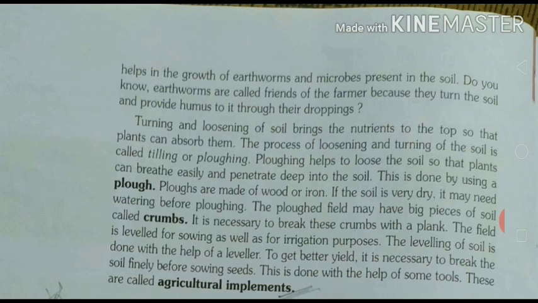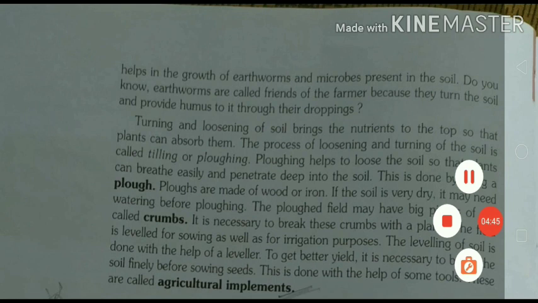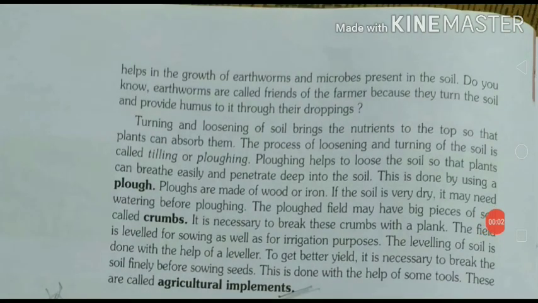So before we read about agricultural implements, we shall discuss something more, that is plowing. The process of loosening and turning the soil is called plowing. Plowing of a field is done by using an implement called a plow. Plows are made of wood or iron and they have an iron tip for easy penetration into the soil. The plows are pulled by a pair of bullocks or by a tractor.